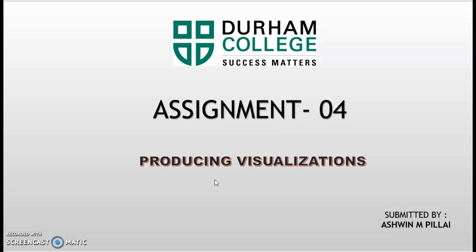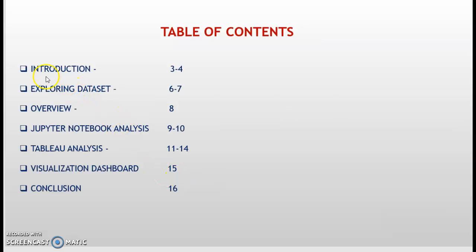So first let's check the table of contents which we have. First I've included the introduction, where we give a basic introduction to the topic which you have selected. Then we'll explore the dataset which we have. Then we'll have an overview of what we are doing, how we are doing it, and the answers which we're trying to seek out from our analysis. Then we did the analysis in two parts, one through Jupyter Notebook and one through Tableau. We have included both, and then the dashboard which we have created, and then we'll end our presentation with the conclusion which we got after our analysis.